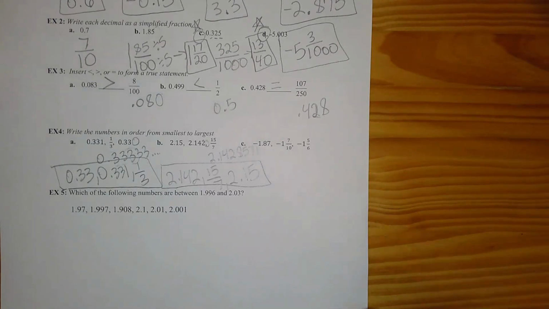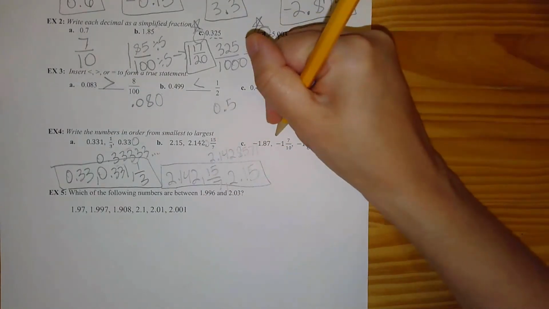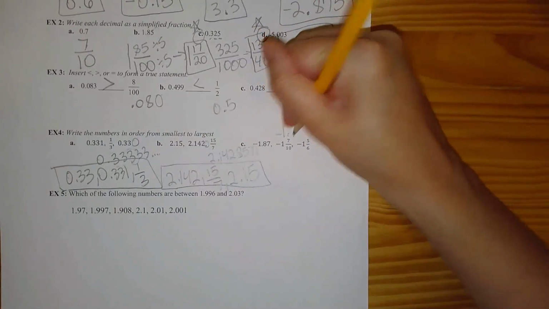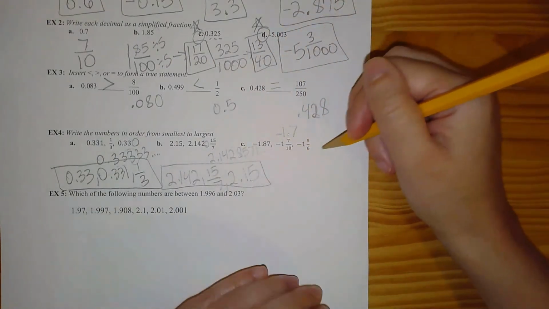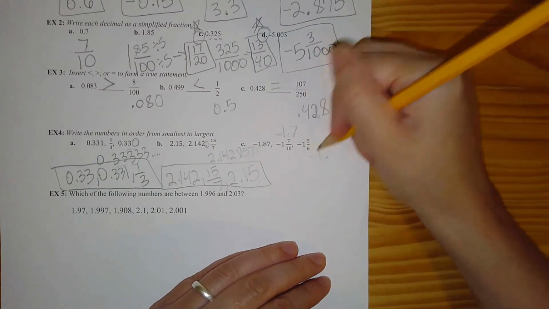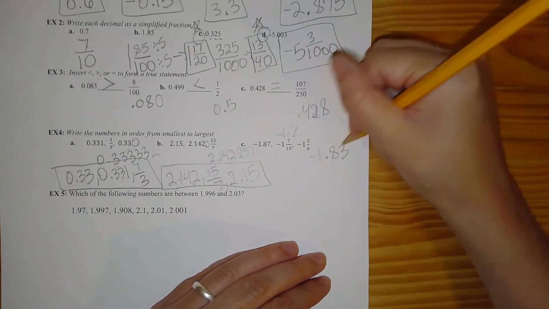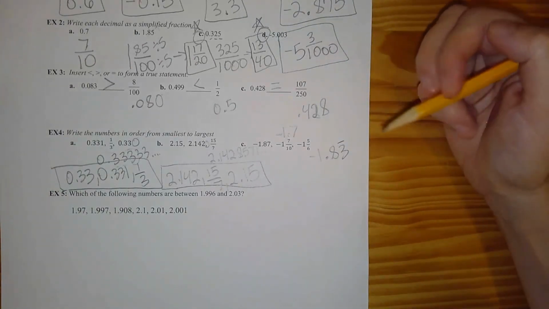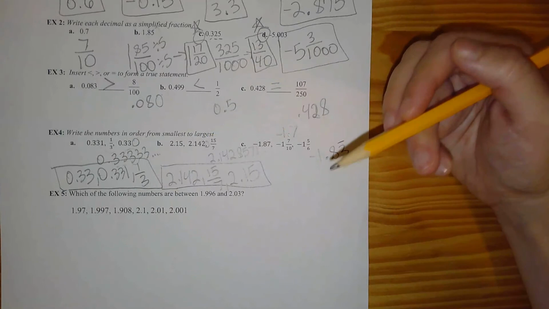Okay? So negative 1.8. Then we have negative 1 and 7/10. That would be negative 1, then a decimal place. 7 divided by 10 is 0.7. So that's negative 1.7. Then I've got negative 1 and 5/6. So that would be negative 1, then a decimal place. If I do 5 divided by 6, I get 0.83, and then that 3 keeps on going, not the 8, so it'll be 0.83333333.